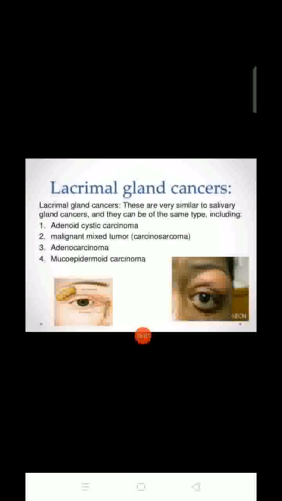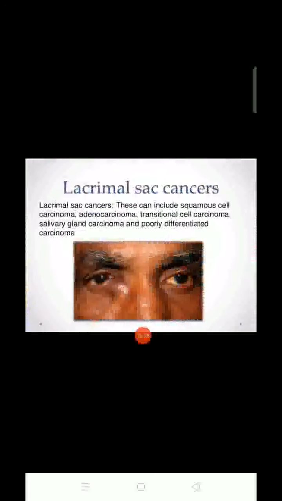Okay, next one is lacrimal gland cancer. These are very similar to salivary gland cancer, that is adenoid cystic carcinoma, malignant mixed tumor, adenocarcinoma, mucoepidermoid carcinoma. These are the types of lacrimal gland cancers. Okay, next one is lacrimal sac cancer. These can include squamous cell carcinoma, adenocarcinoma, transitional cell carcinoma, salivary gland carcinoma, and poorly differentiated carcinoma of the lacrimal sac.